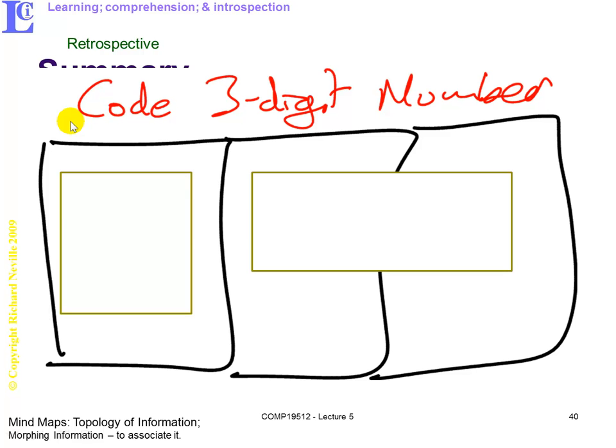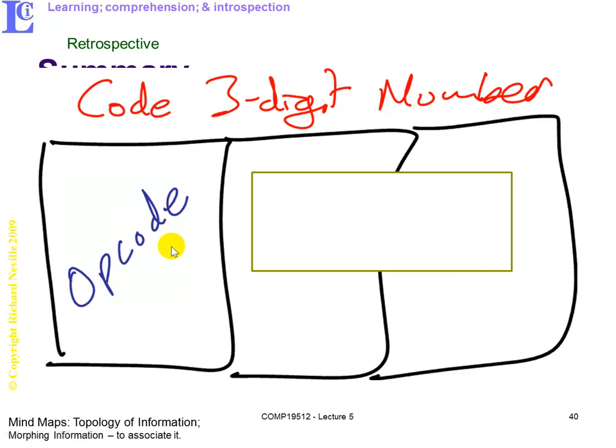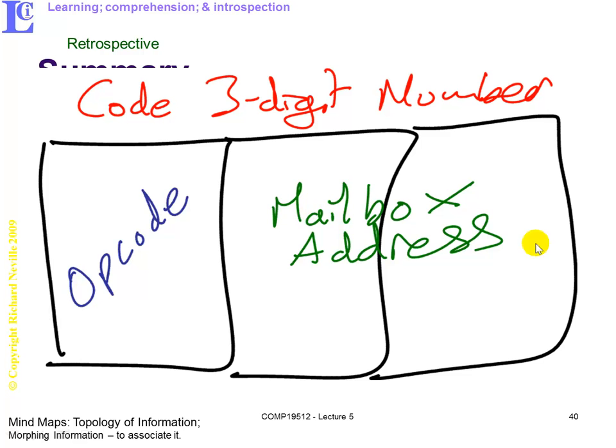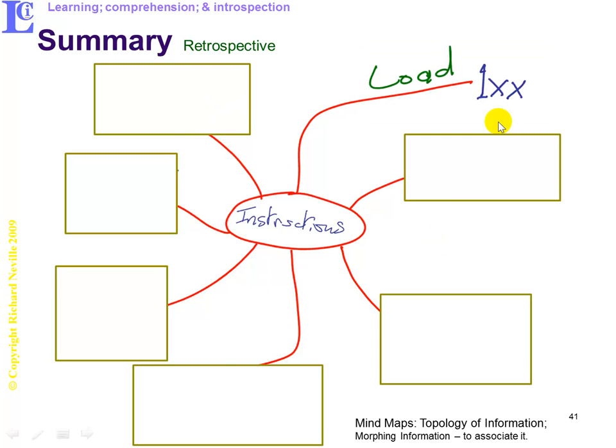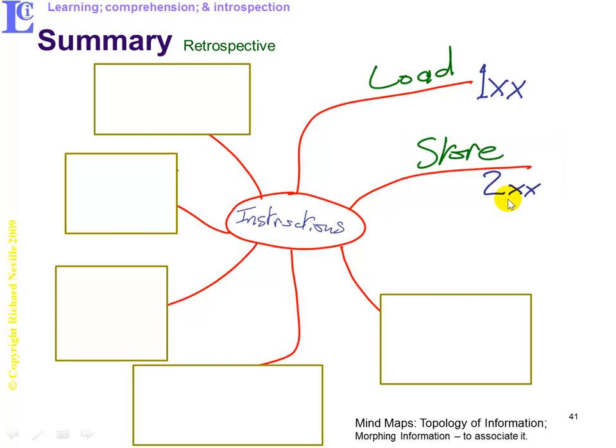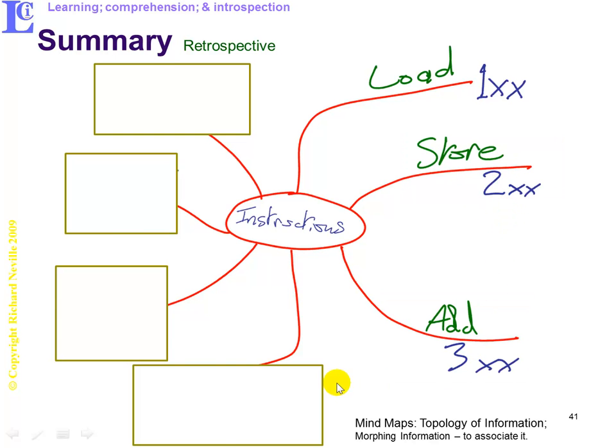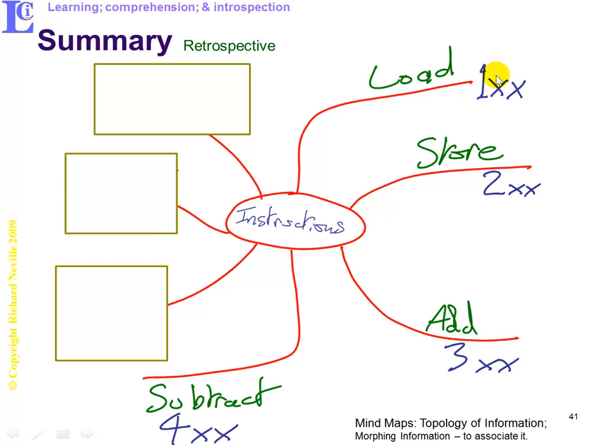So let's look at those 3 digits then. Which is which? This one is the operations code, short form opcode, which tells the computer what instruction it is, 1 to 7. These two are the mailbox address that are sometimes used with load and store and add and subtract, not with the other instructions. Now, let's have a look at the instructions. First one is load, numerically 1. Second one is store, numerically 2. Third one is add, 3. Fourth one is subtract. Now these will require an address in XX.